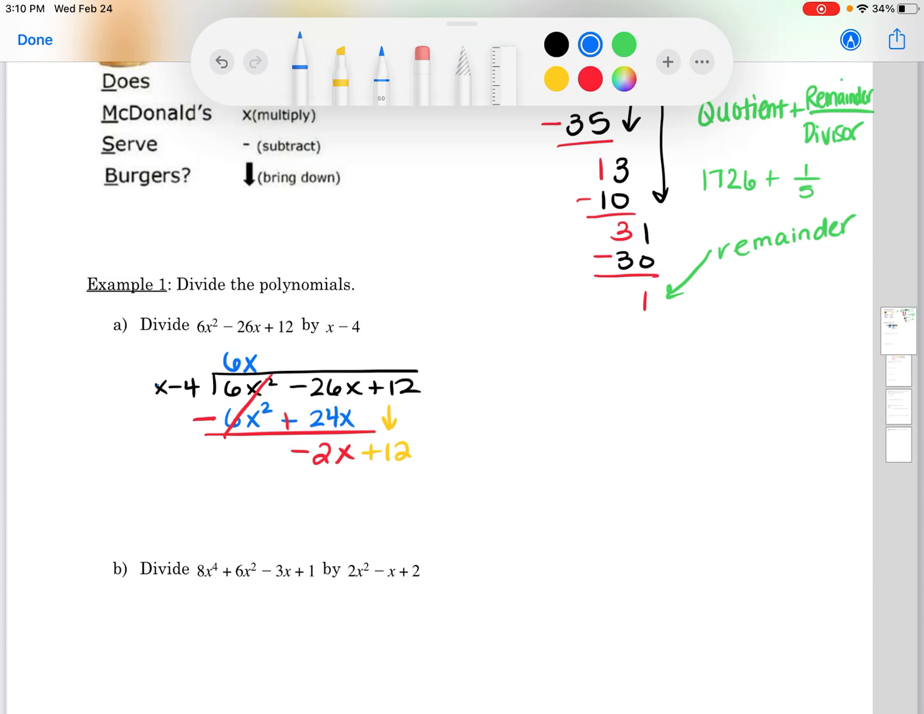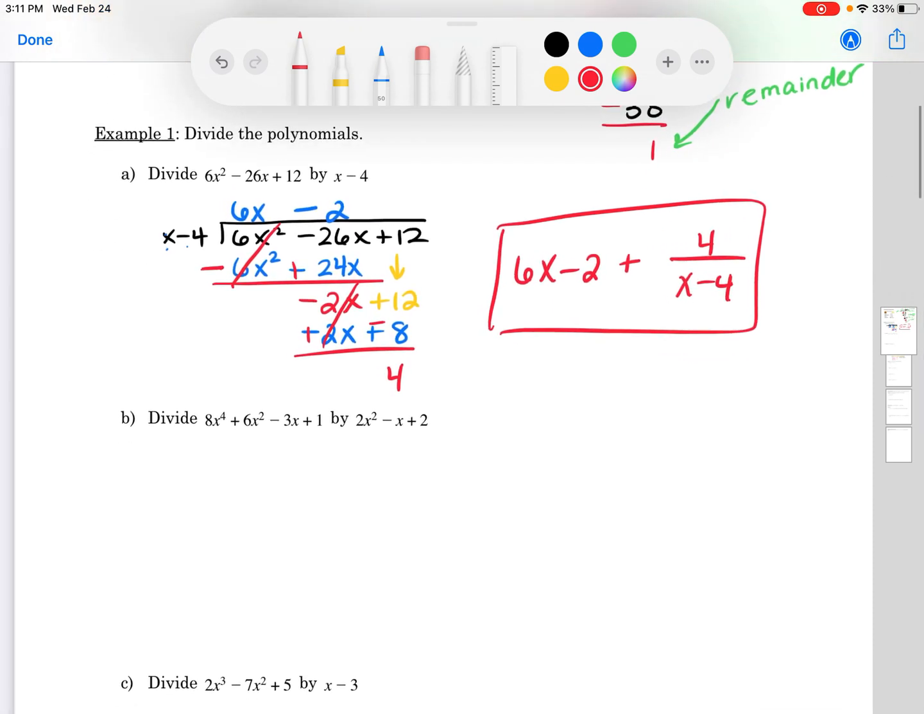x goes into negative 2x how many times? That's negative 2 times, and then I'll distribute the negative 2 to the x minus 4. So that's negative 2x, and that is a plus 8. And then lastly, I'm going to subtract. When I subtract, signs change. So I get nothing with the x's. That gives me a 4. So my answer is going to be 6x minus 2 plus, and then we have 4 as our remainder over x minus 4.